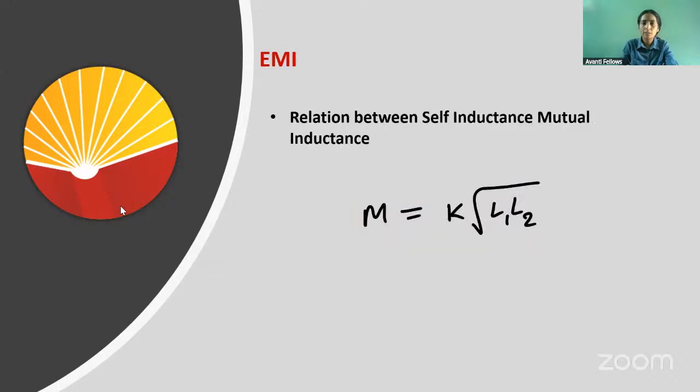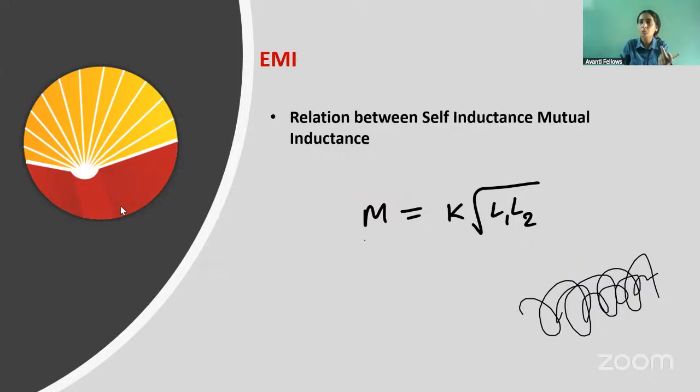After that, how is mutual inductance related to self inductance? As there were two coils superimposed on each other, each coil will have its own self inductance, let's say L1 and L2. So their mutual inductance is related as k root under L1 L2. If nothing is given in the question, you will take k as 1, okay.